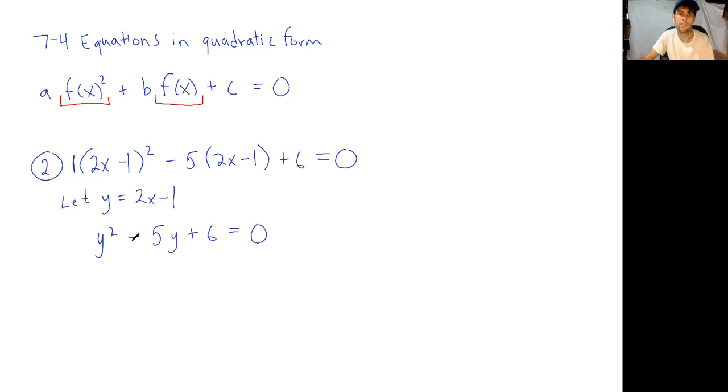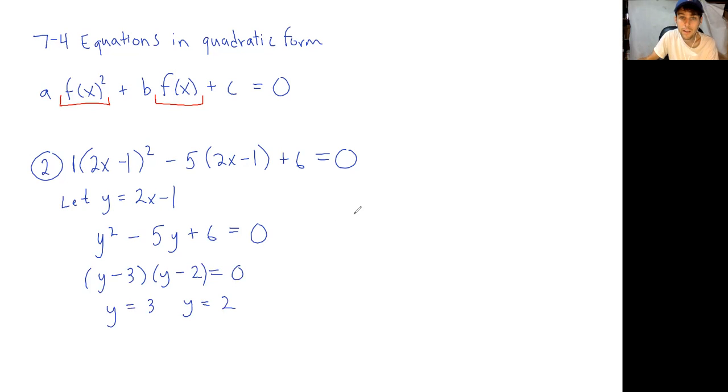This substitution has created just a normal quadratic function that we can solve by factoring or whatever method we might have. In this case, it's pretty easily factorable. We have y minus 3 times y minus 2 equals 0. And that's going to give us our two solutions, y equals 3 and y equals 2. But 2 and 3 are not necessarily the solutions to this original equation up here. They're solutions for y, right? But if we look back at our let statement, we know that y is just equal to 2x minus 1.